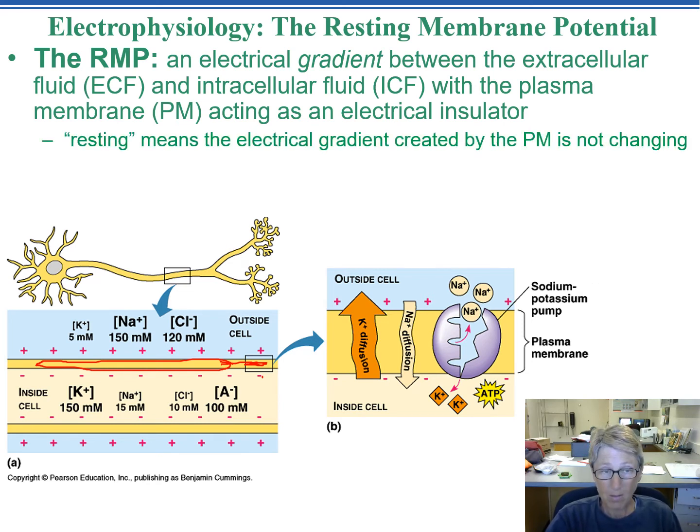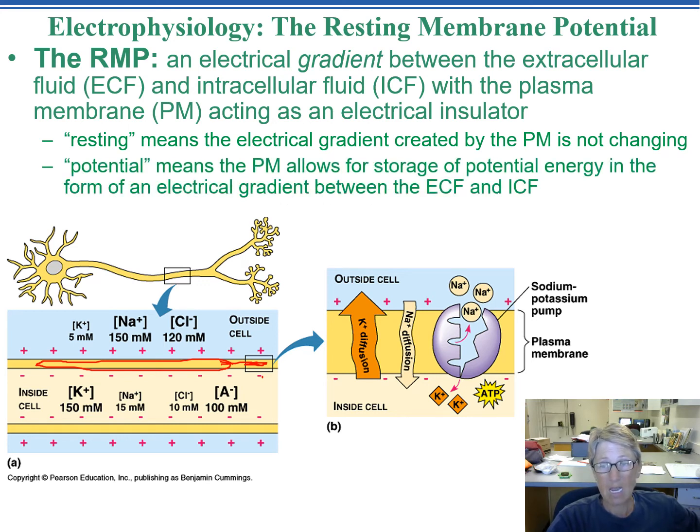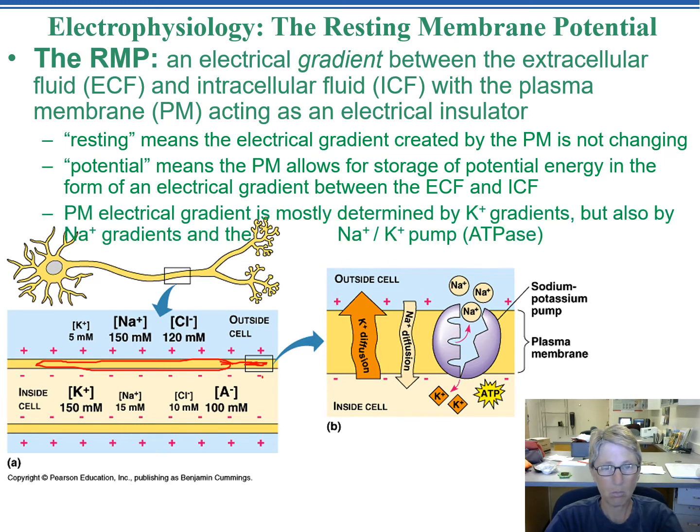So the resting membrane potential means that the electrical gradient isn't changing much. You're mostly staying negative on the inside and positive on the outside of the cell. Potential, from potential energy, means that the plasma membrane stores potential energy in the form of an electrical gradient between the ECF and the ICF. If you open a channel and positive charges go in or negative charges go out or vice versa, then those ions, those charges, are moving, and you go from potential energy to kinetic energy.